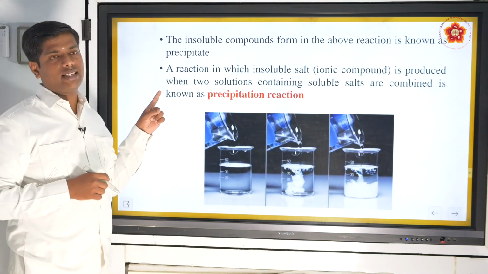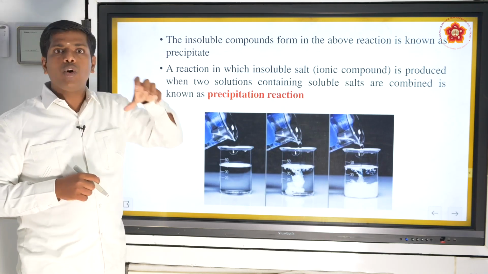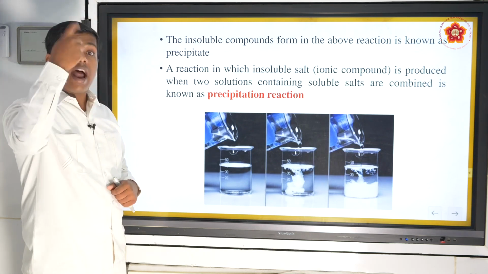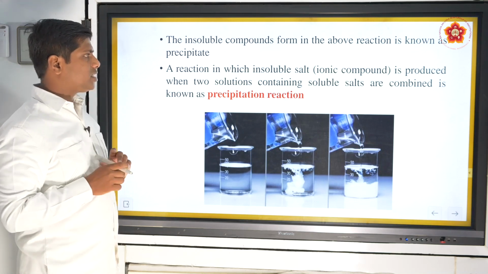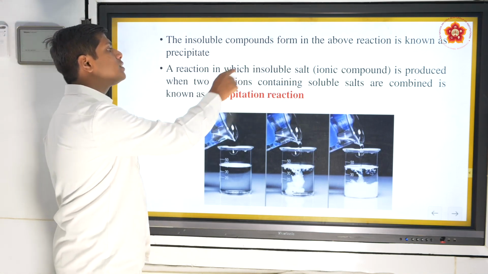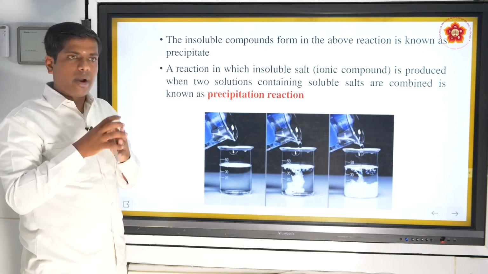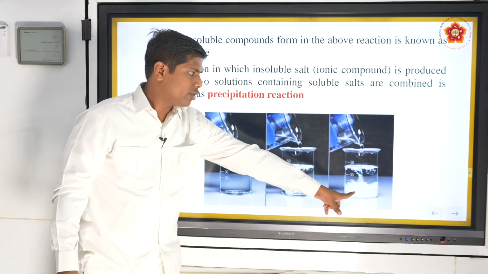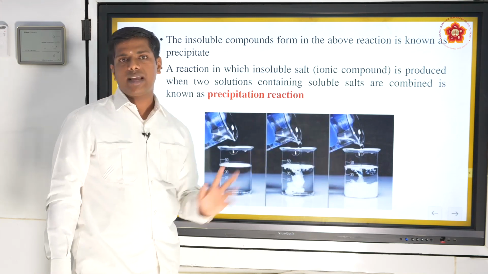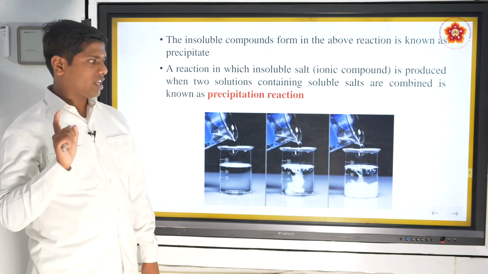Yes, in the above reactions, the insoluble compounds formed, some white in color and some yellow in color, are known as precipitate. What is a precipitation reaction? A reaction in which an insoluble salt is produced when two solutions containing soluble salts are combined. Two solutions combined will give a precipitate. This is known as a precipitate reaction. So a double displacement reaction is also known as a precipitate reaction.